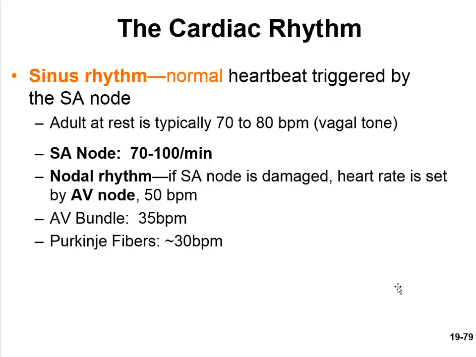If the sinoatrial node is damaged, then your heart rate would be set by the AV node, which doesn't beat as fast. If left alone, the SA node would want to go about 100 per minute. But if that's knocked out and we're left with the AV node, then your heart would beat 50 times a minute. AV bundle a little less at 35, and the Purkinje fibers at 30. If we were left with 50 beats a minute, we would have to give up exercising. That probably would not be good.